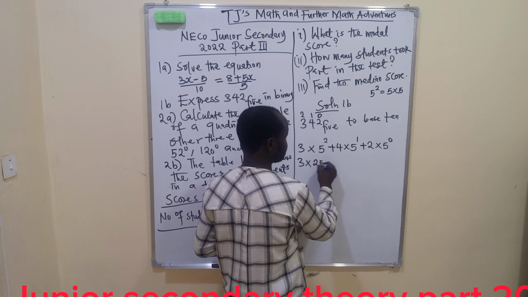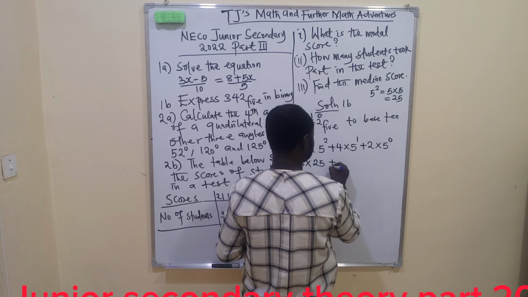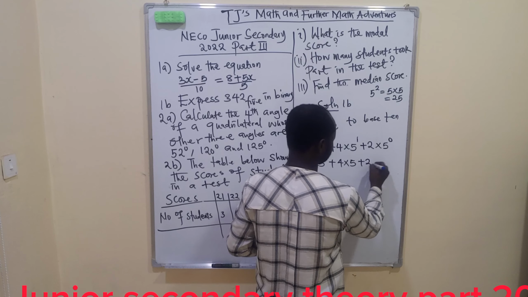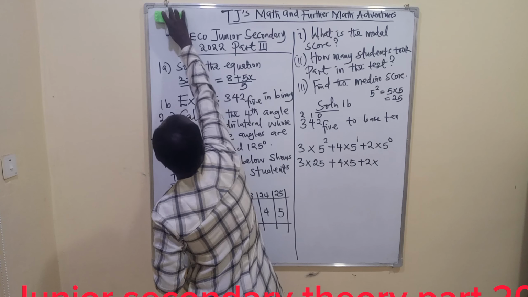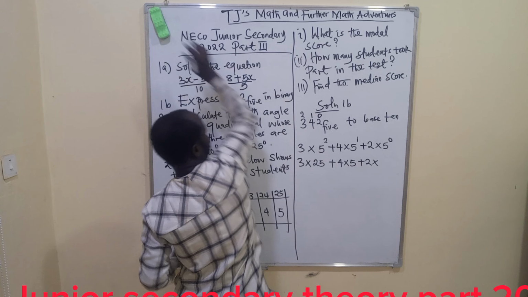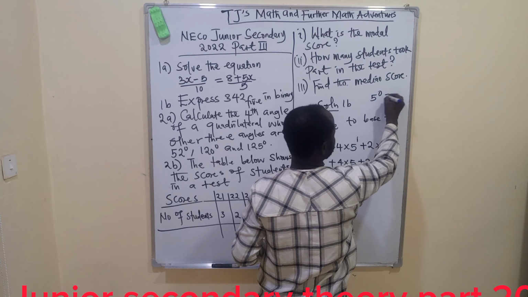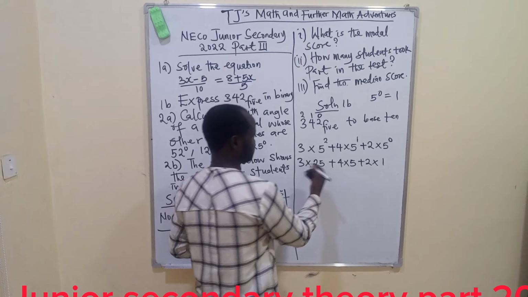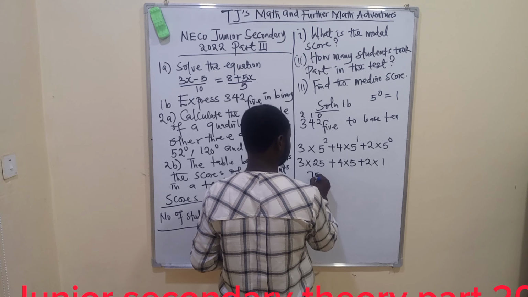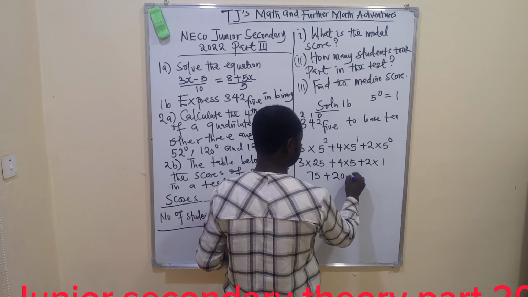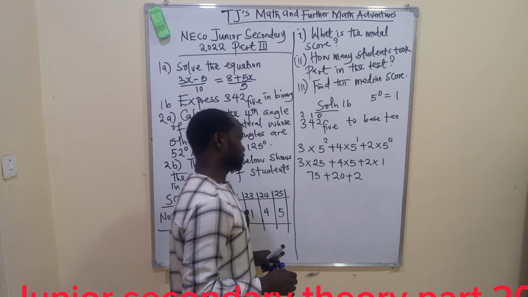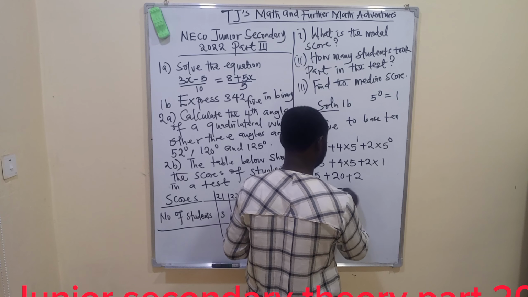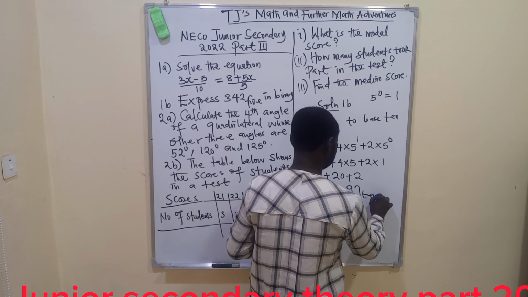So here will be 25, plus 4 times 5 power 1, which is 5, plus 2 times 5 power 0. From one of the laws of indices, 5 power 0 means 1. So 3 times 25 is 75, plus 4 times 5 is 20, plus 2 times 1 is 2. So 75 plus 20 is 95, and 95 plus 2 will be 97 in base 10.